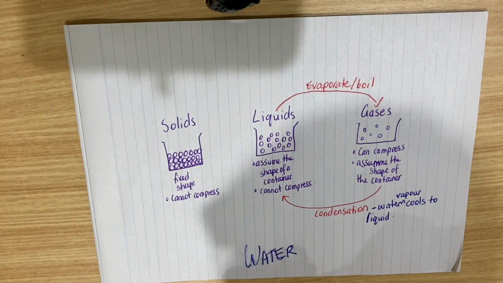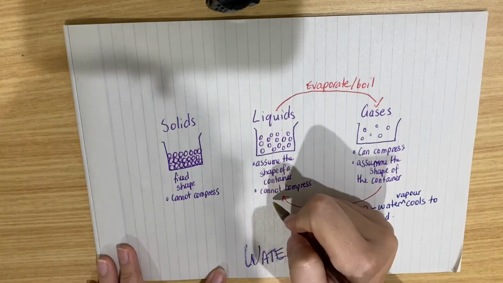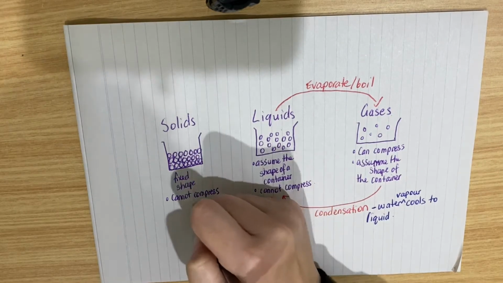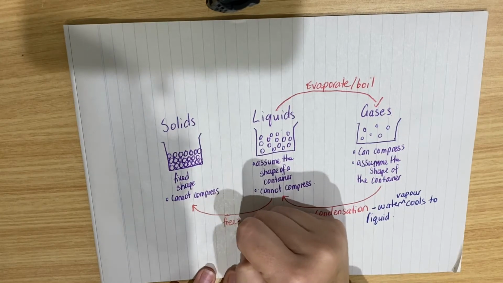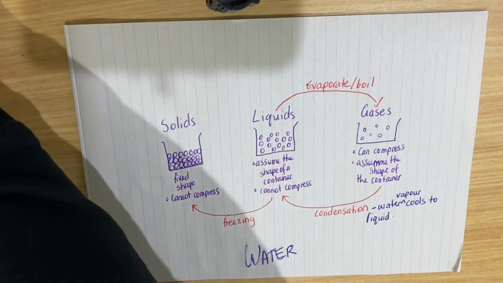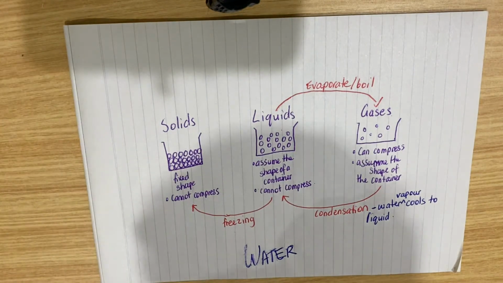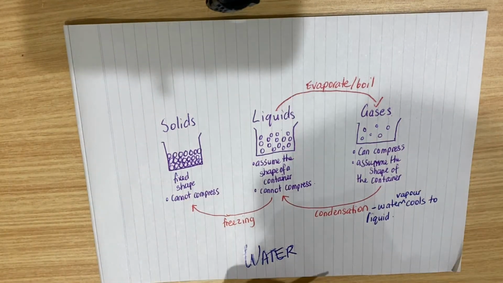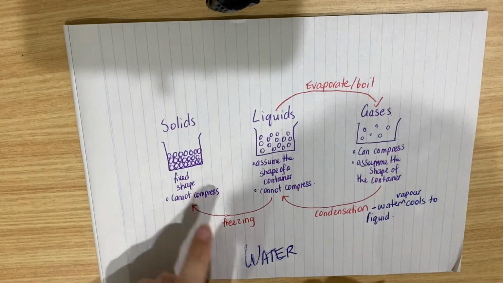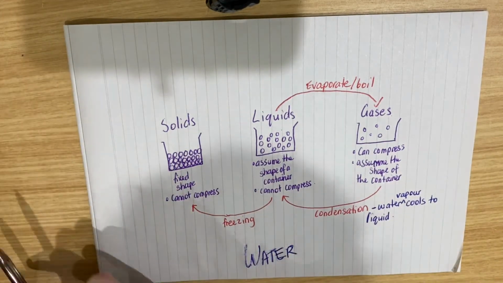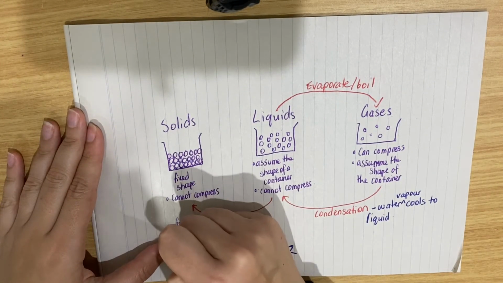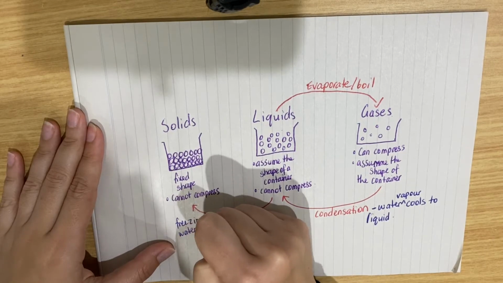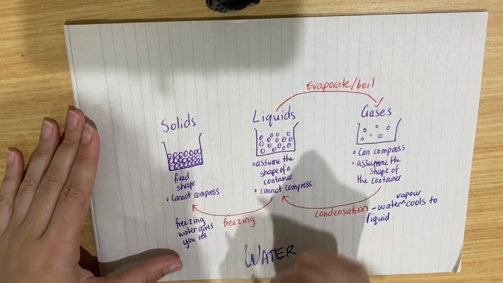Now, how do we get a liquid to a solid? A liquid to a solid. This is a very straightforward answer. It's called freezing. So what we do here is we freeze. When we freeze water, we get ice, don't we? So freezing water gives you ice.